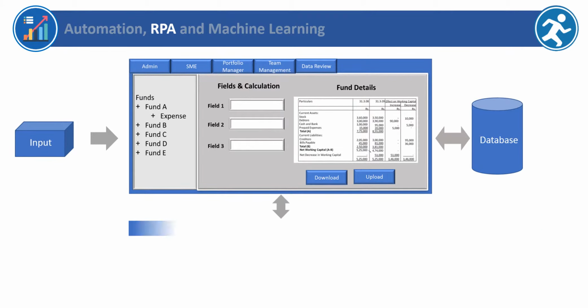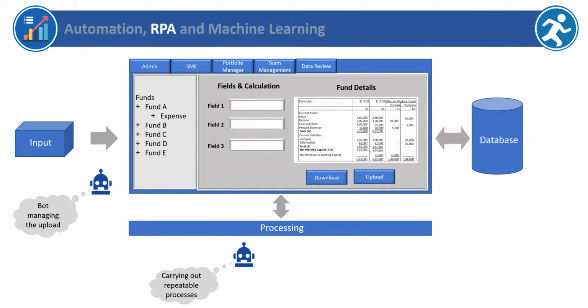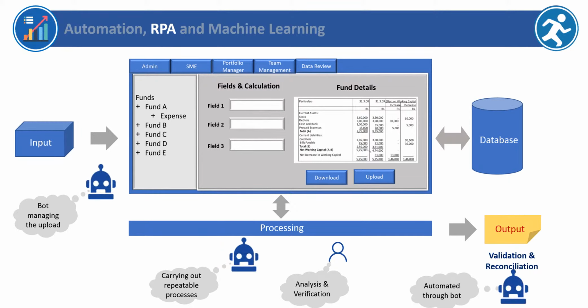Have a look at the bots placed in the process. A bot can be programmed to manage the input and upload. A bot can take care of repeatable standard processes and it can work in conjunction with humans to perform analysis and verification. A bot can do the reconciliations and validations within defined parameters. So RPA is mostly automating the processing activities to replace them with bots, that is the software programs.